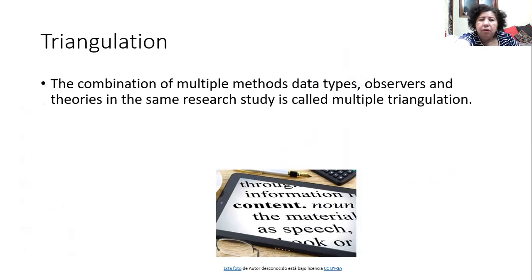Okay. Then, as a conclusion of this topic, we can say that triangulation is the combination of multiple methods, data types, observers, and theories in the same research study.